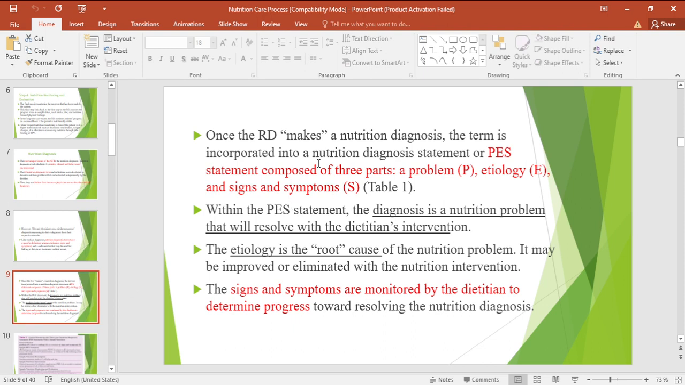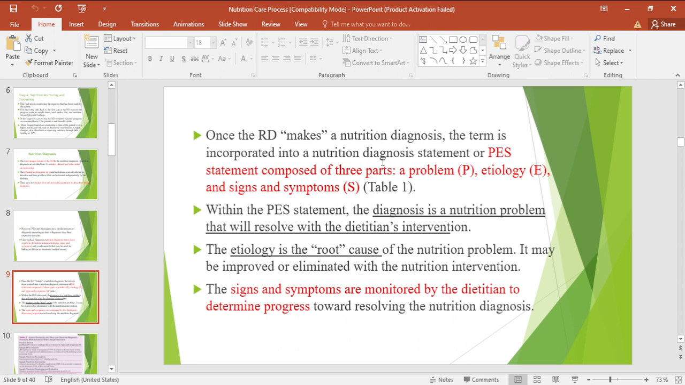So once the registered dietitian makes a nutrition diagnosis, the term that is incorporated into the nutrition diagnosis statement, or PES statement, is composed of three parts. The first part is the problem. What is wrong with this patient? Once you have found out the problem, then the etiology. What is causing this problem? And then the signs and symptoms. What are the manifestations of this problem in the patient? And that stands for the PES statement.